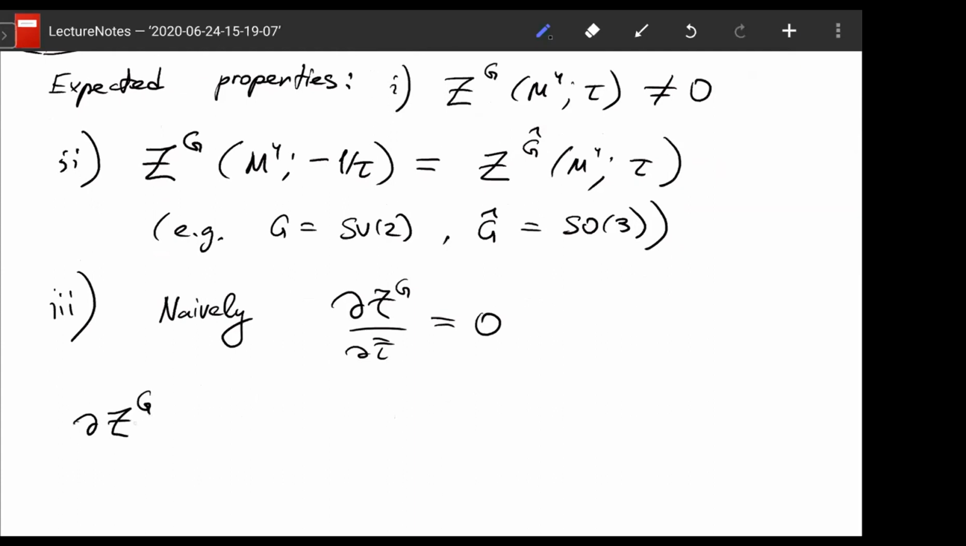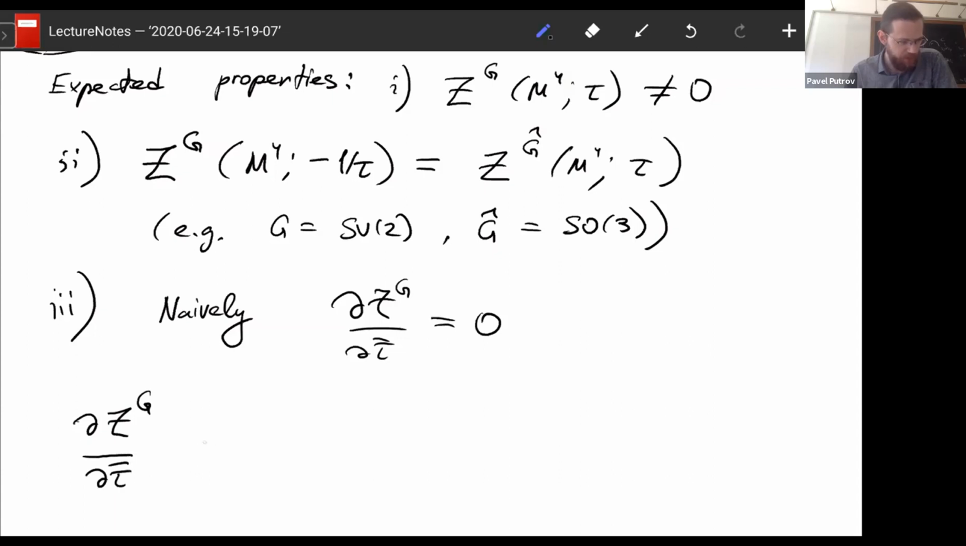Why should we expect that? Because the action is real, so we also get the complex conjugate tau there. Well, I will mention it in a moment. Yeah, I just want to write what the naive argument for this is.